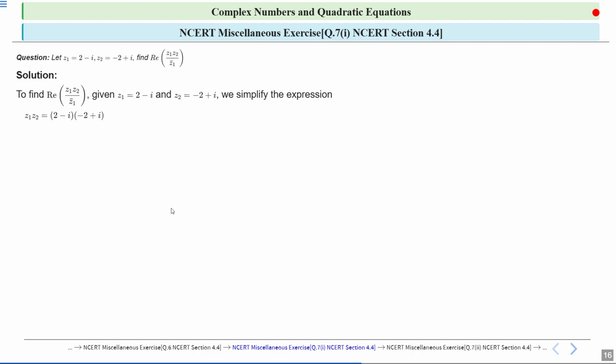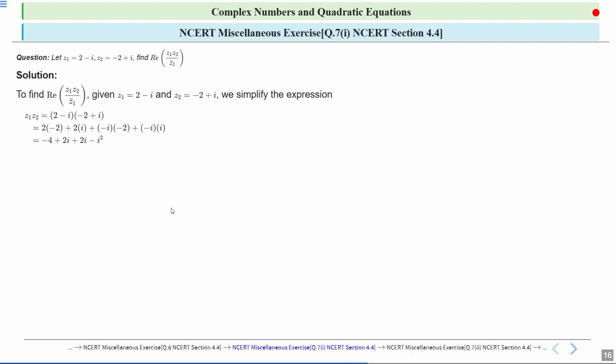So z1 times z2 equals (2 minus iota) times (minus 2 plus iota). Okay, and this is just like multiplying two binomials. So we will use the distributive property to expand this expression. So expanding the multiplication, we get 2 times negative 2 plus 2 times iota plus minus iota times minus 2 plus minus iota times iota. So that's our 4 separate terms.